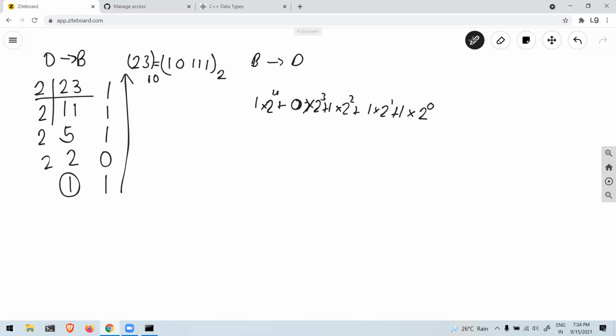So 2 to the power 0, anything to the power 0 is 1. So 1 into 1 gives you 1. Plus this would give you 2. Plus this is 4. Plus, since this is 0, it will be 0, we can ignore that. And this is 16. Now, if you add all these values, you will get 23 back. So this is how you can convert a value from decimal number system to binary and binary to decimal.